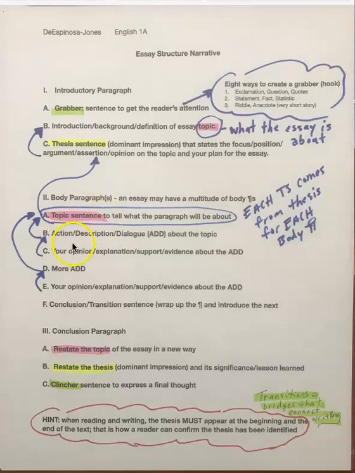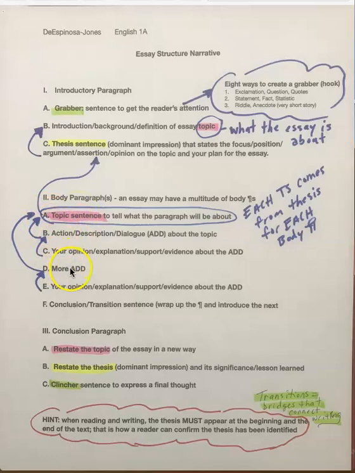Your next sentence is going to be for narrative: action, description, and dialogue. I call it ADD because I like to use a lot of mnemonics to remember. So I need some action verbs, description. I need sensory words, vivid words, and dialogue. And it can be direct speech or it can be in quotes. The next sentence is my opinion, my explanation, my support, or my evidence about that ADD. That ADD is about my topic sentence. So you can see how everything is still related.